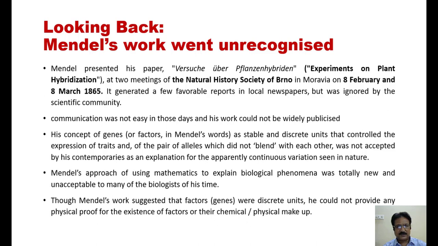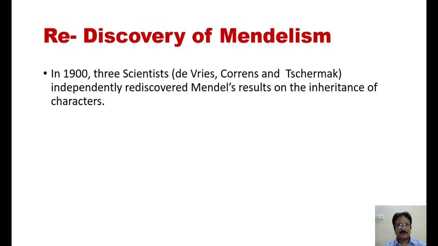Though Mendel's work suggested that the factors were discrete units, it was not possible for him to give a physical proof of the existence of these factors. Neither its chemical makeup nor its physical makeup could he put forward. There were many other reasons why Mendel's work went unrecognized. But after a long time, in 1900, his work was recognized and we'll see how.